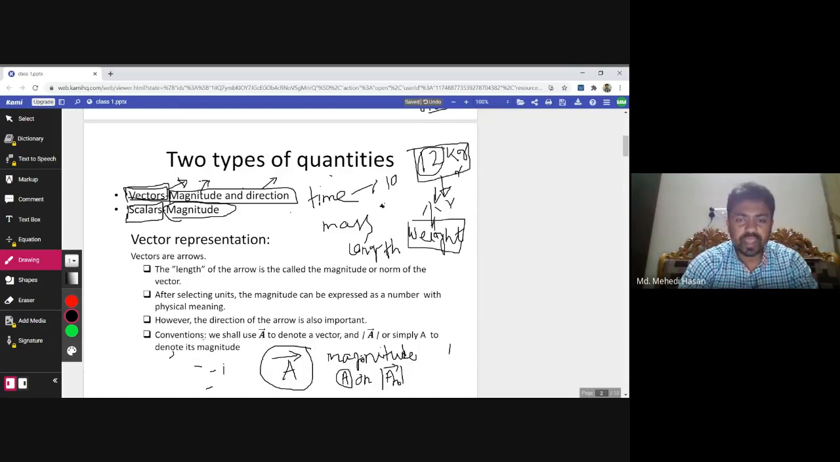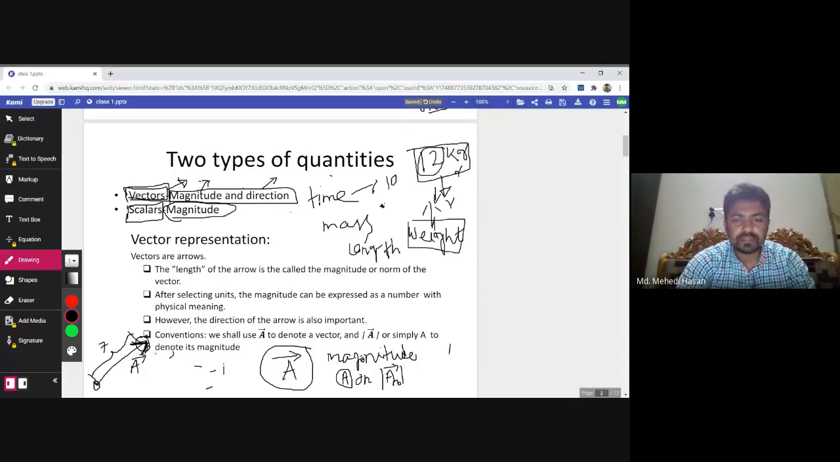Now in case of drawing, how can we draw a vector? This is the drawing, say vector A. There are two parts. This part is the tail, and this part is the head. The length of the arrow gives the magnitude, say 7, 5, 6. This length represents the magnitude, and the head of this arrow describes the direction of the vector.